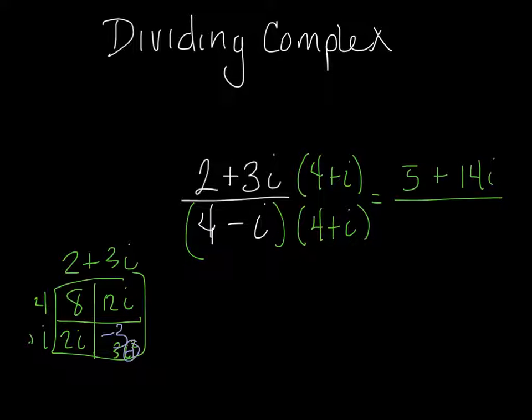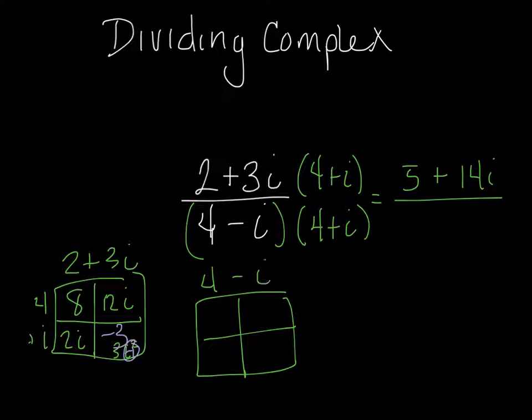So that's the top. On the bottom, we set up another box, and we have 4 minus i and 4 plus i. And yes, something special happens, but I want to make sure that you always write this out and do both, top and bottom, in boxes.